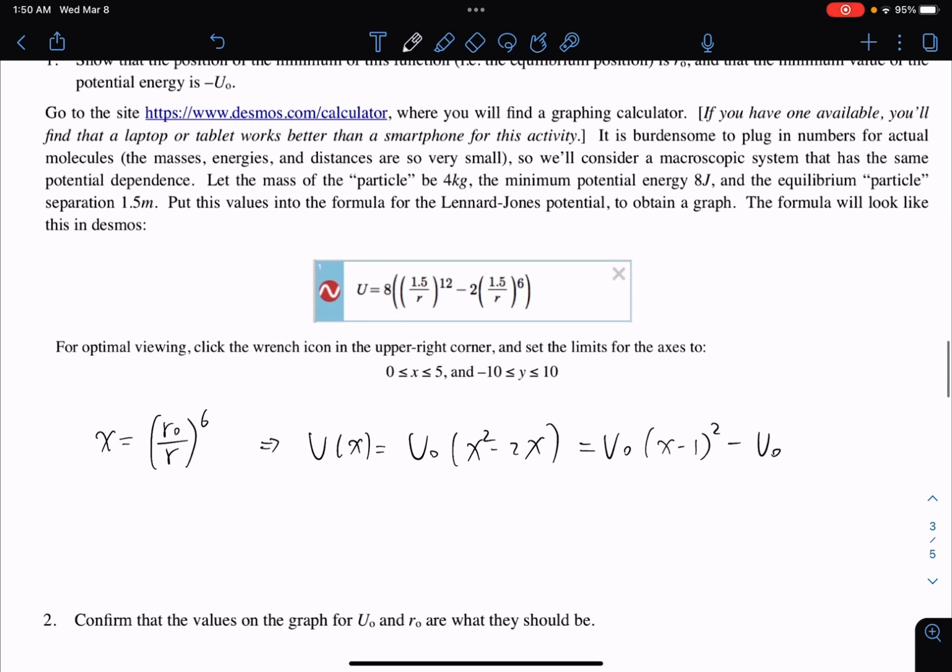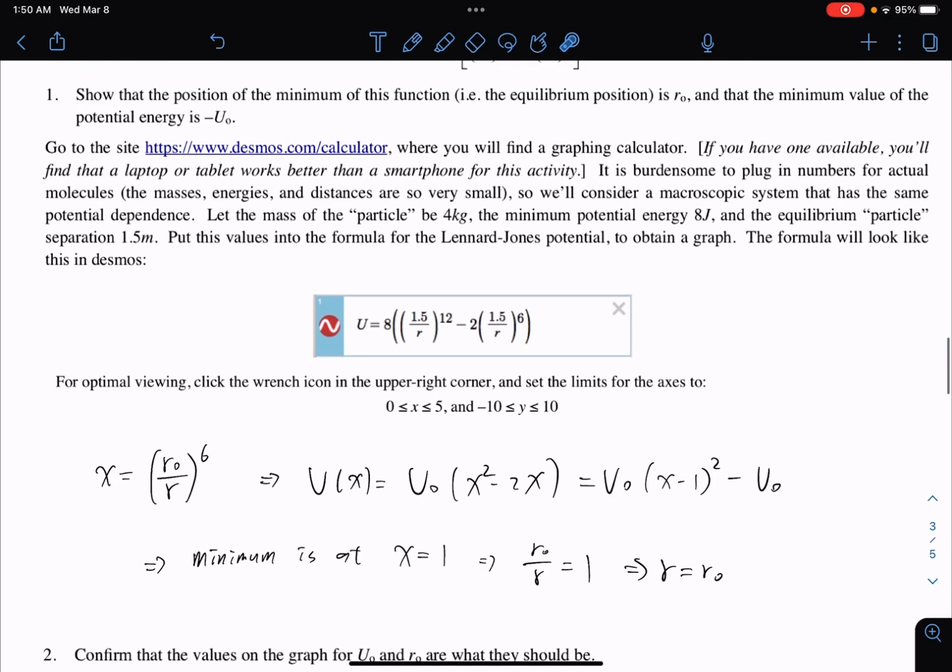So we found that the minimum is at x equals 1, which means that r naught divided by r equals 1. So it will have a minimum when r equals r naught. Then let's try to plot this thing in Desmos.